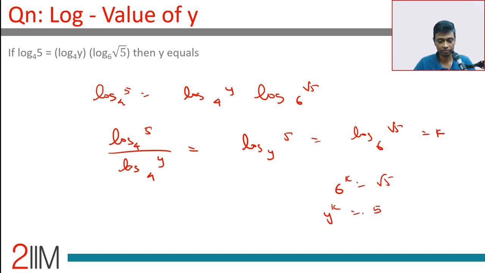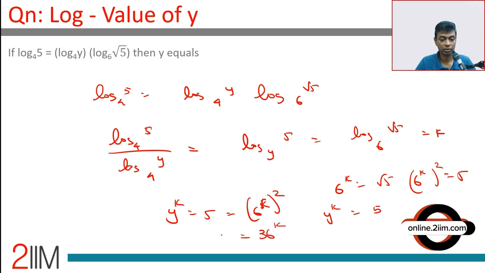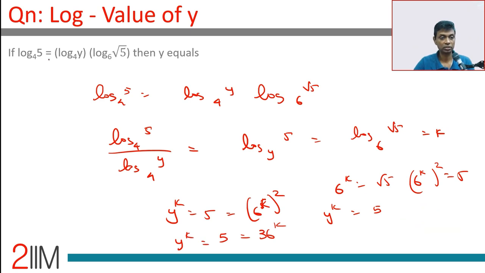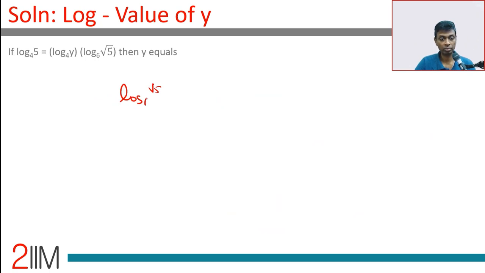Square this. 6 power k is root 5. 6 power k whole square is 5. Y power k is 5, which is nothing but 6 power k the whole square. Or this is 36 power k is 5, which is nothing but y power k, or y equals 36. Log root 5 to the base 6 is the same as log 5 to the base 36.